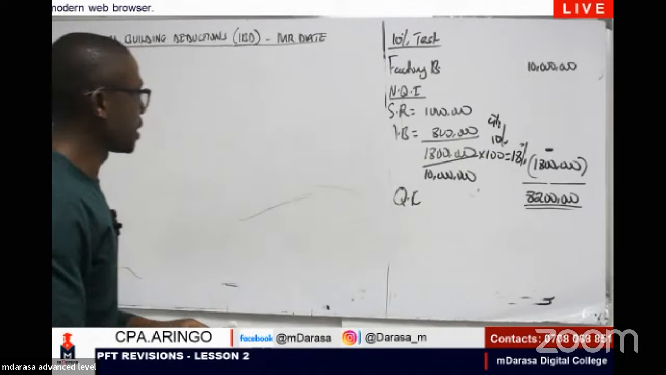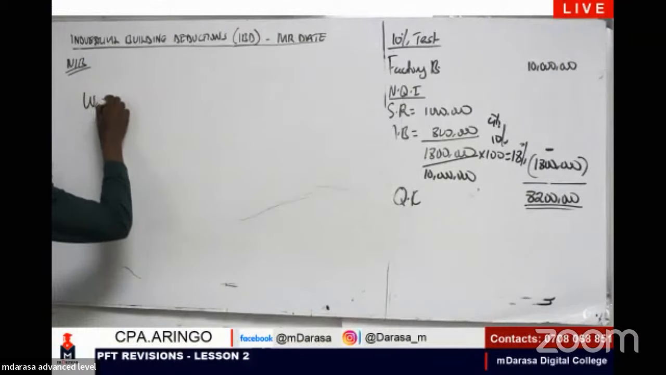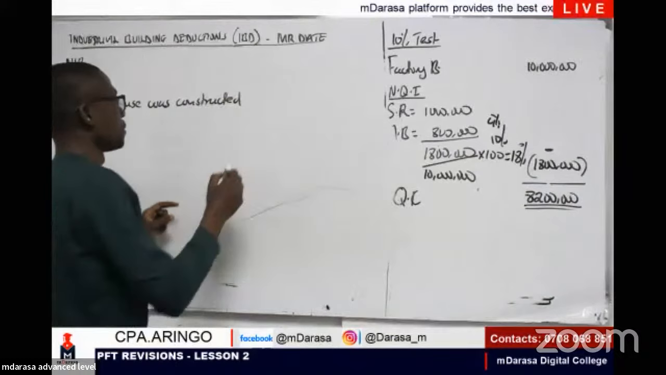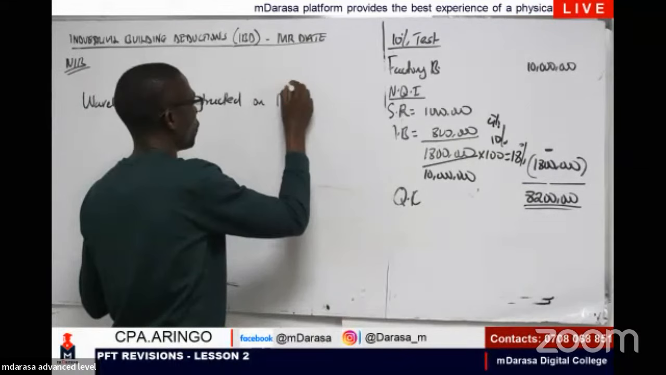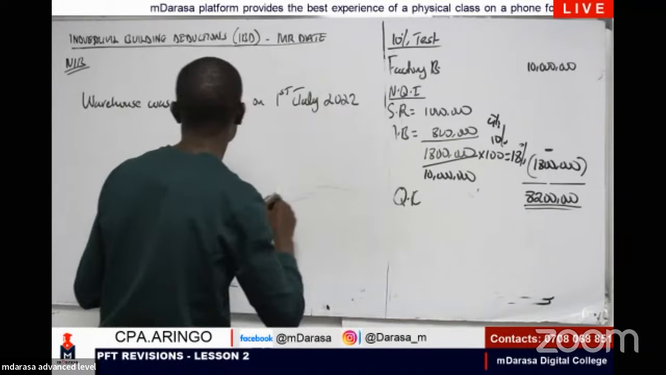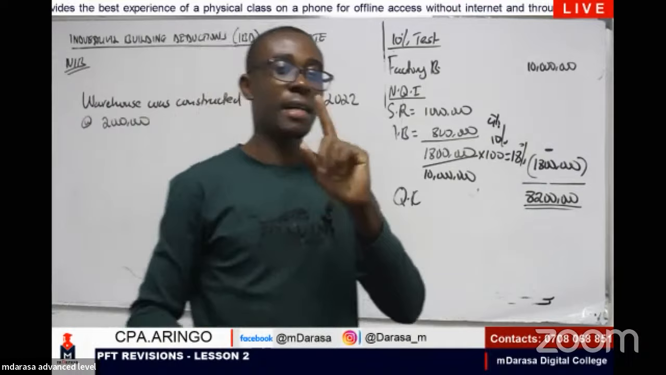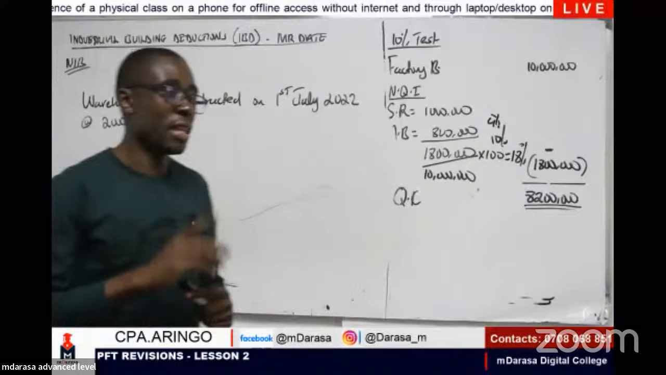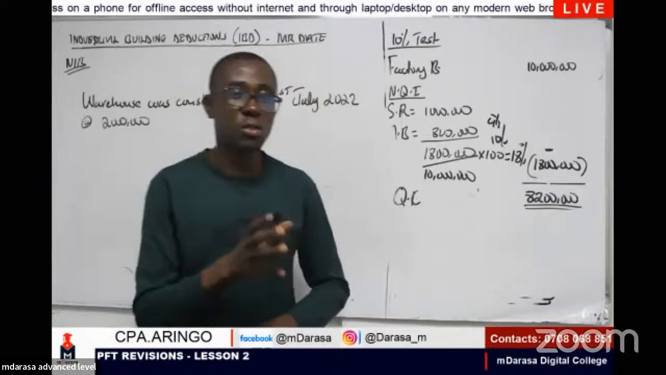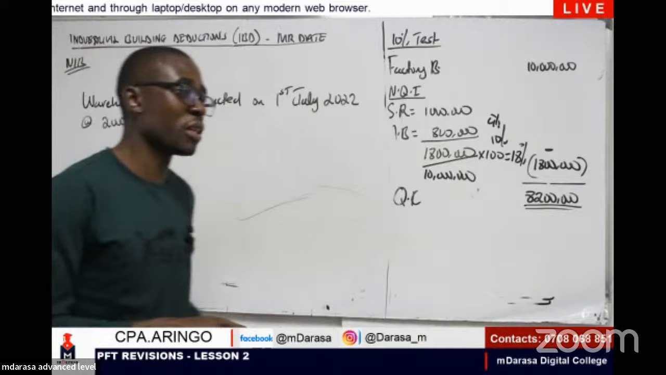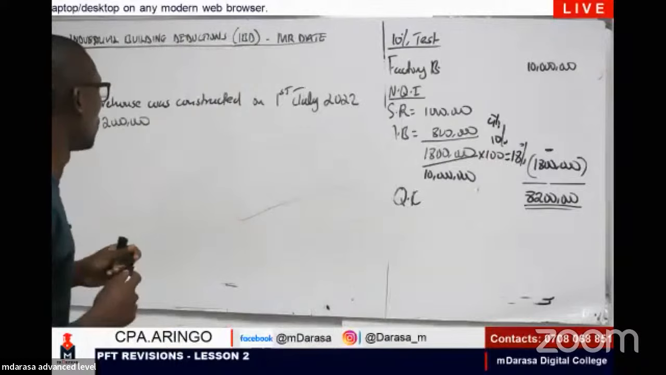Assuming, take for example this case. This warehouse was constructed maybe on 1st July 2022, at a cost of 2 million. The financial year of this company is ending on 31st December. So in this case, if I was to provide for capital allowance for this item, this will be simple, my good students. We are going to take 10% times the cost, which is 2 million.